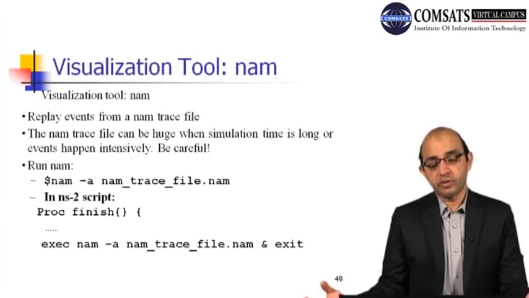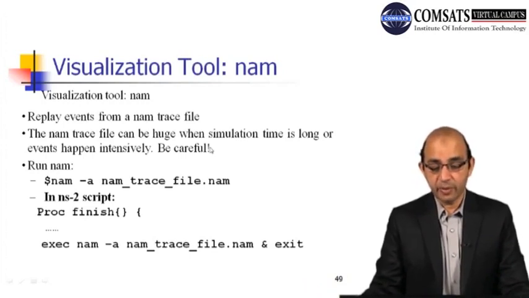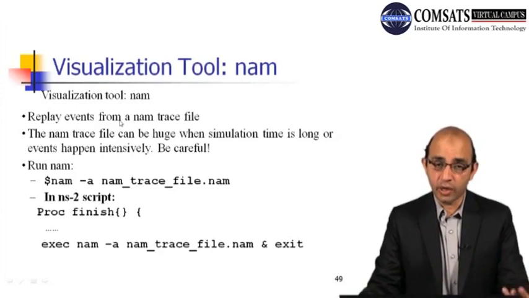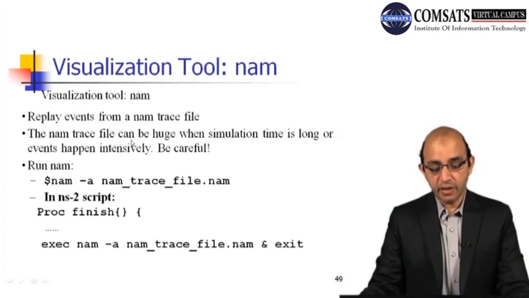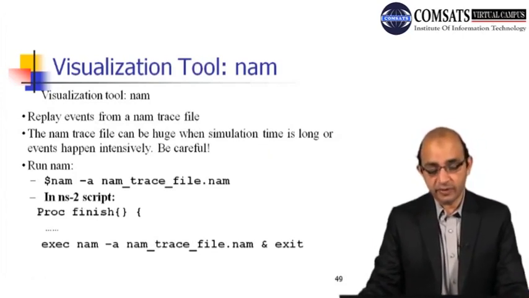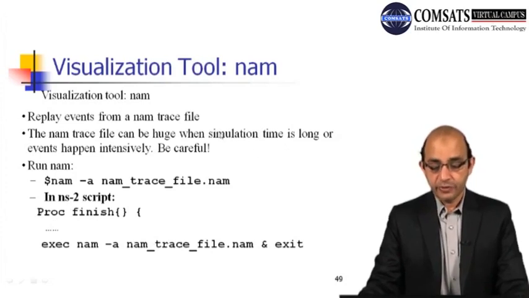So here we will be talking about the visualization tool, that is network animator, NAM. It replays events from a NAM trace file, because the events are already recorded. The NAM trace file can be huge, right? Of course we are recording the events, so there are a lot of packets flowing here and there, so we have to record a lot of different data. When the simulation time is long, our events happen intensively, right? So this is the command you have to run, nam -a, and this is the name of the trace file.